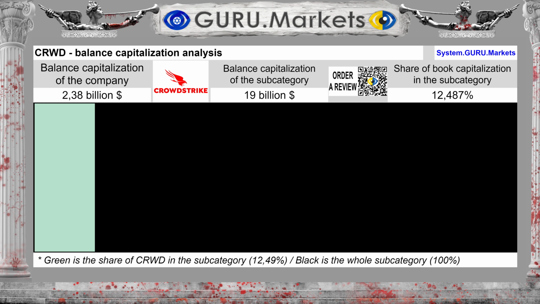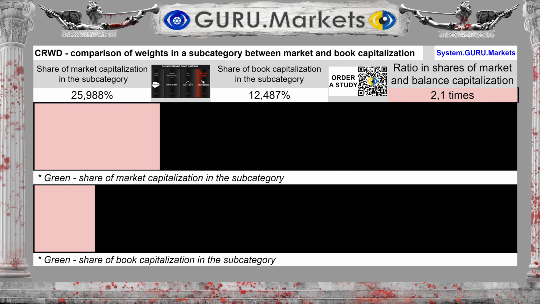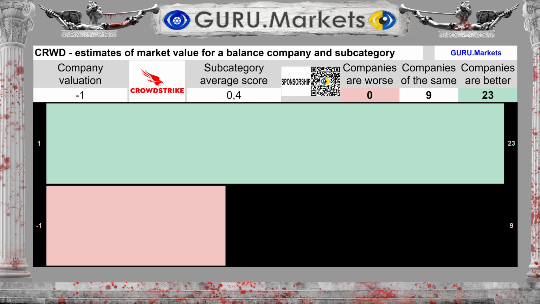The company's balance sheet capitalization is estimated at $2.38 billion. And the balance sheet capitalization of the subcategory is $19 billion. Crowdstrike Holdings Inc. accounts for a share of 12.487%. Comparing the shares of market and book value, we see the following. The share of Crowdstrike Holdings Inc. in the subcategory in case of market capitalization assessment is 25.988%. The book value is 12.487%. This is 52% less than the share of market capitalization. Assessment of the company's share of the market and book value of the subcategory.